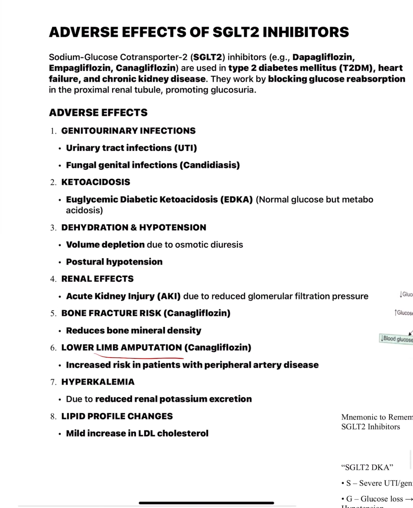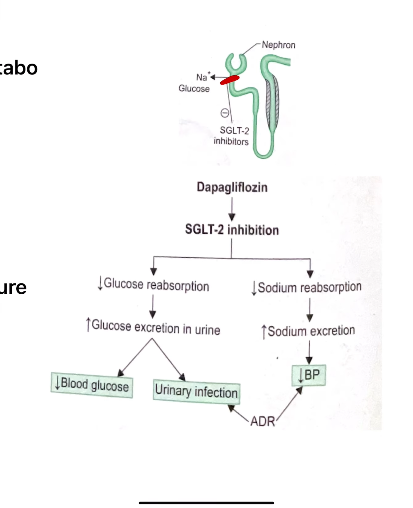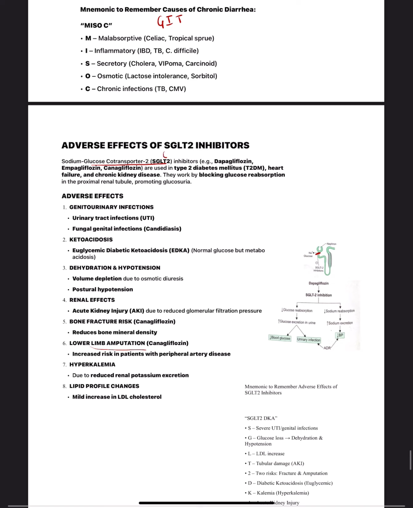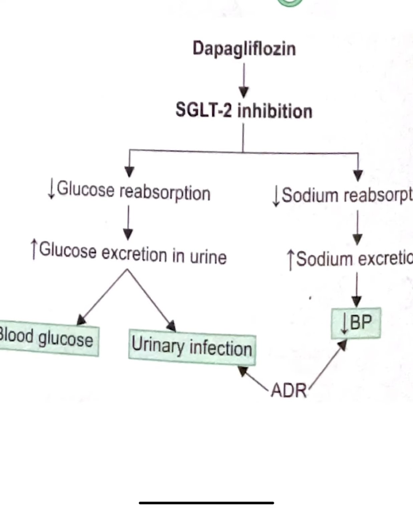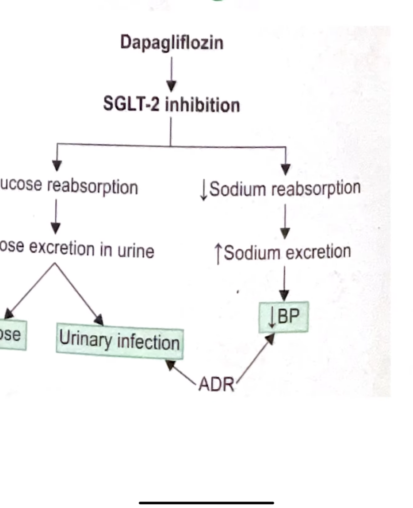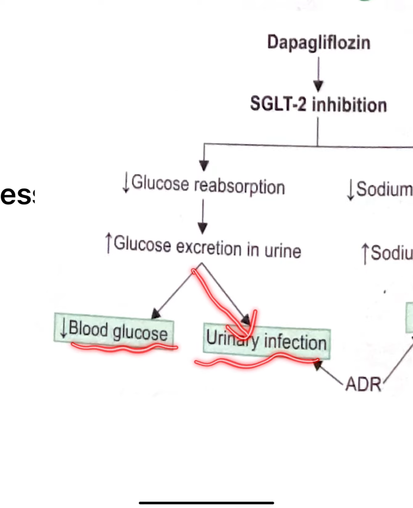Then coming to the adverse effects of SGLT2 inhibitors. I remember it using the mechanism itself. SGLT2 inhibitors inhibit the sodium glucose co-transporter that lies in the nephron. As a result, there's reduced glucose reabsorption and reduced sodium reabsorption in the tubules, and so there's increased glucose excretion in the urine. If there's increased glucose excretion in the urine, what happens? There's genitourinary infection, and at the same time, there's reduced blood glucose.